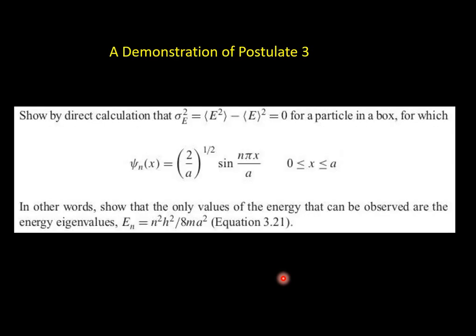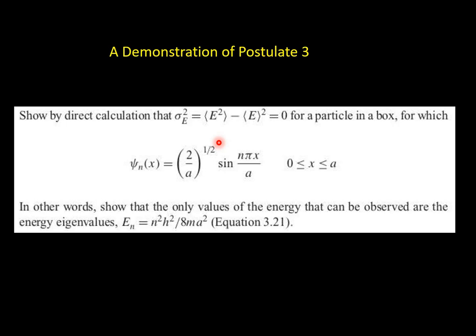A demonstration of postulate 3 that you can take as a home task actually. The question is, by direct calculation, that sigma E square is E square average minus E average square, and that is 0 for a particular box for which psi n x is given. So the system is described by a function, but as you know that function happens to be the eigenfunction. So of course if it's an eigenfunction, then you will get the eigenvalue. In that case every time you will get that eigenvalue, and hence E square average minus E average square should be 0, and there would be no standard deviation.